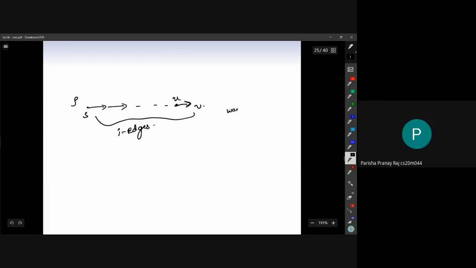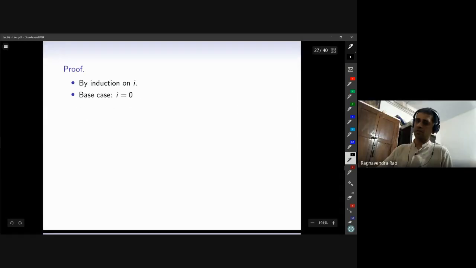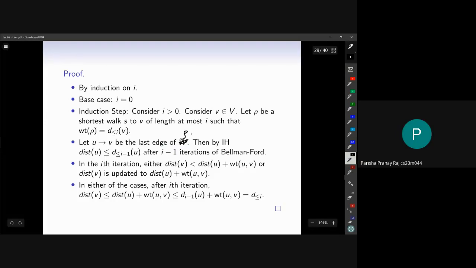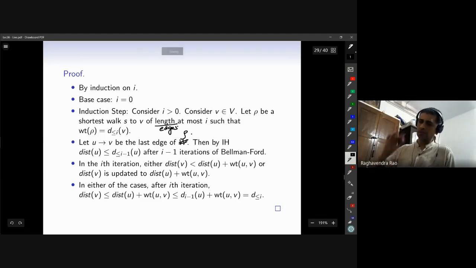Excuse me, sir, can we go to the last slide? Here we said let rho be a shortest walk from S to V of length at most i. You mean so many edges, right? Yes, edges. Sorry, I've been using length also for weight sometimes, but I hope I have corrected it whenever I did that.